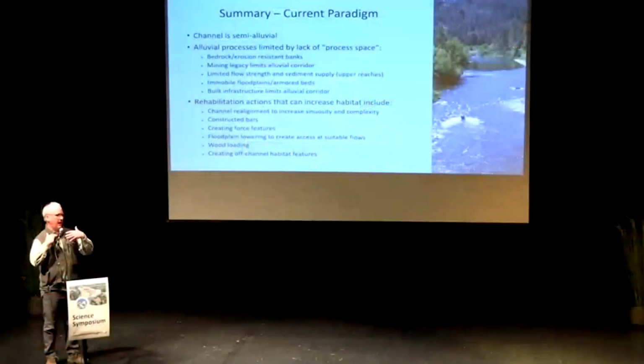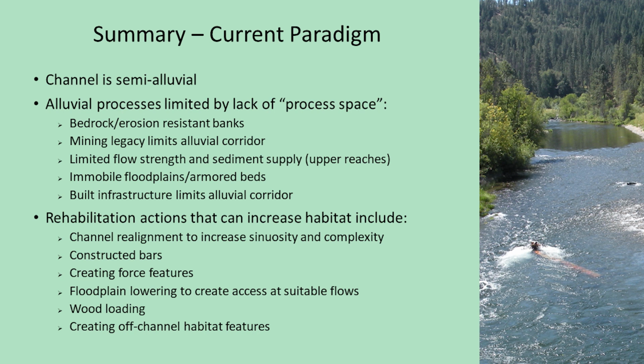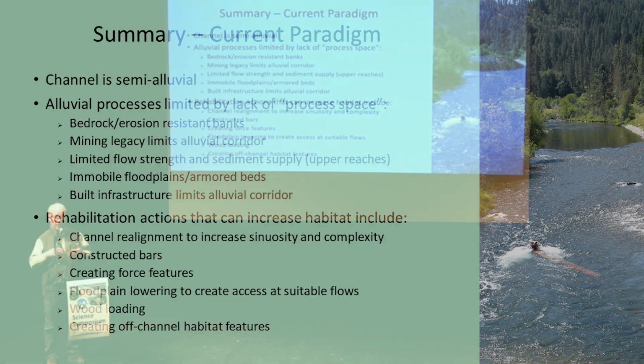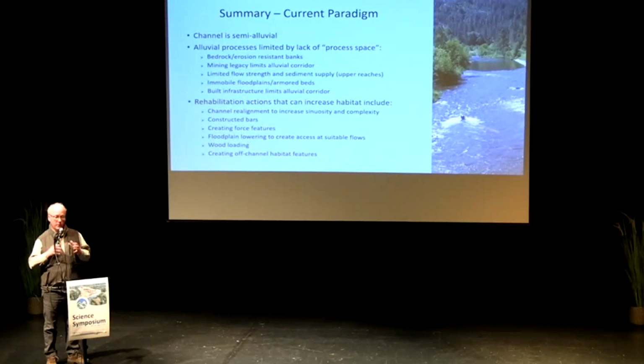So where we are, I think, today is that there's this understanding that the channel is always semi-alluvial. It has a lot of hard constraints on its movement: the bedrock, the mining tailings, also the urban development. So our ability for the river to move and do stuff is limited by the lack of what's come to be termed process space. This is the area where alluvial and river forces have the capability of reshaping the alluvial corridor. A lot of our process space is really contracted by immobile bedrock, highways, mining tailings, urban development, what have you. So we have limited flow strength and sediment supply in the upper reaches, meaning that we don't have a lot of ability to manipulate stuff with the river.